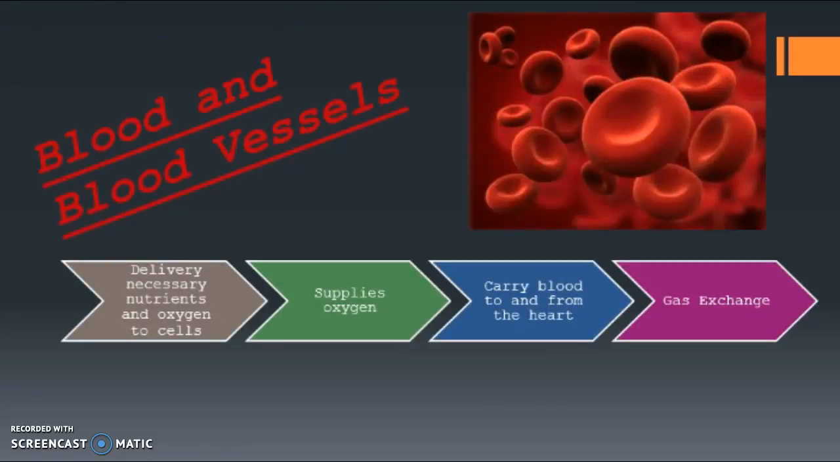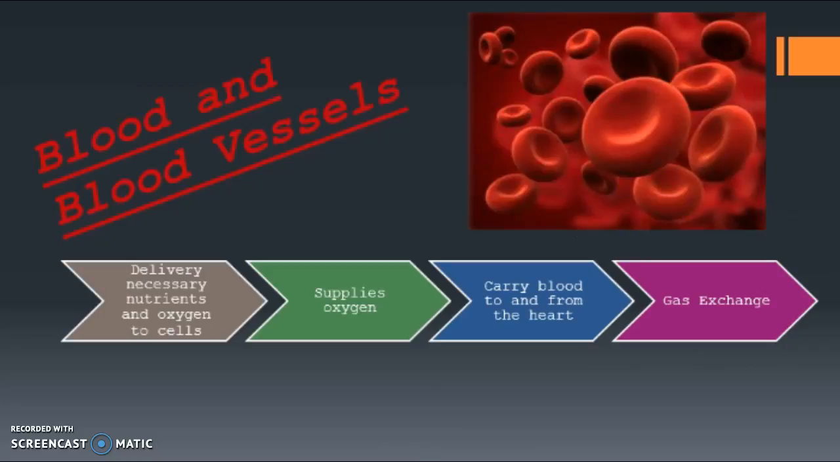Now we're going to be moving on to blood and blood vessels. So blood is a bodily fluid in animals that delivers necessary substances such as nutrients and oxygen to the cells and transports the metabolic waste products away from those same cells. The components of the blood include plasma, red blood cells, white blood cells and cell fragments called platelets. So the blood delivers necessary nutrients and oxygen to the cells. It carries blood to and from the heart, and it also helps with gas exchange.